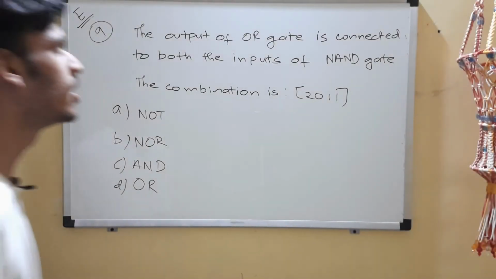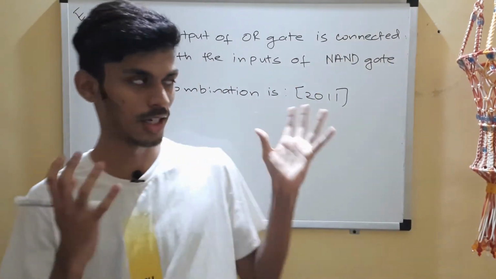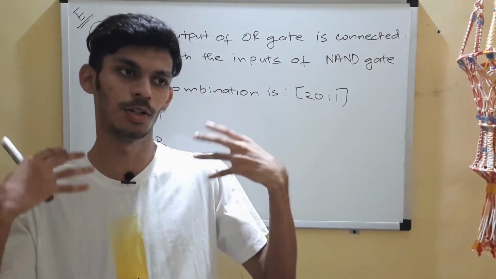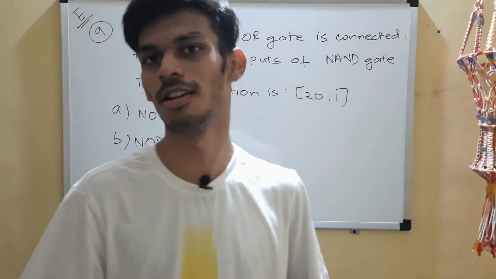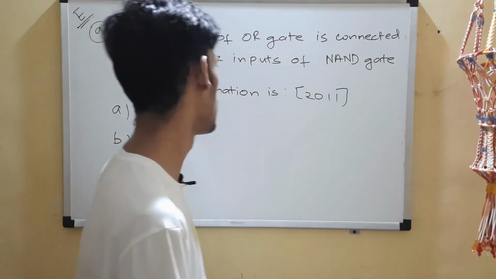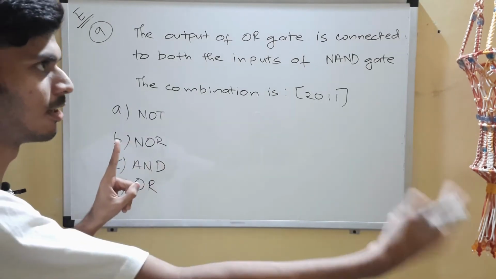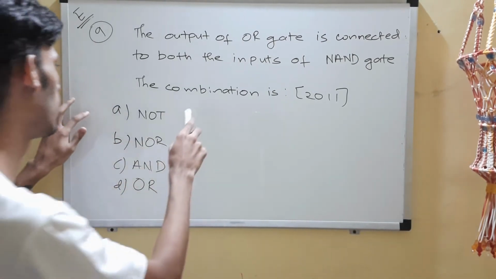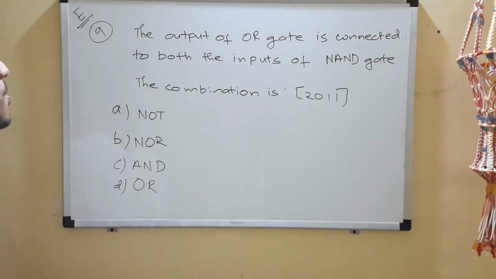Question 9 over here. In this question, you are given the combination of two gates in worded format. So you have to first of all draw the combination and then find to what gate the combination corresponds. Is it a NOT gate, NOR gate, AND gate, or OR gate? So let's read the question.